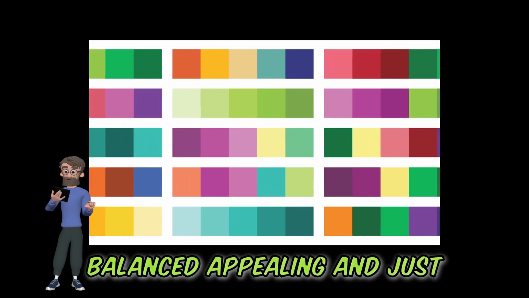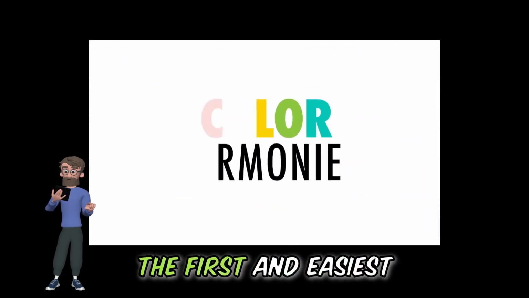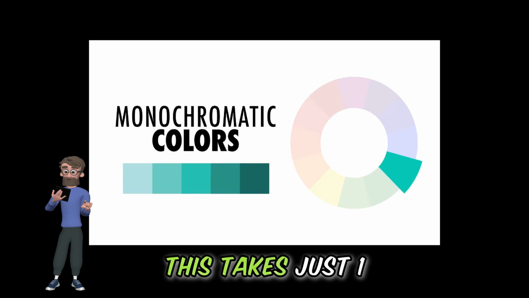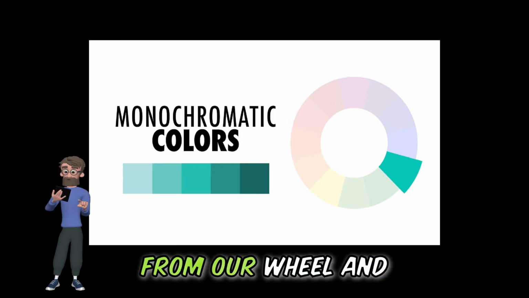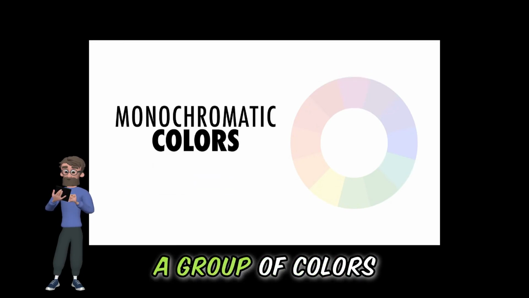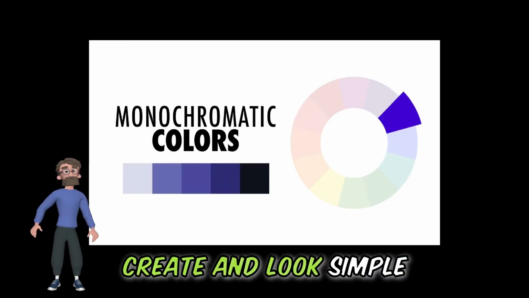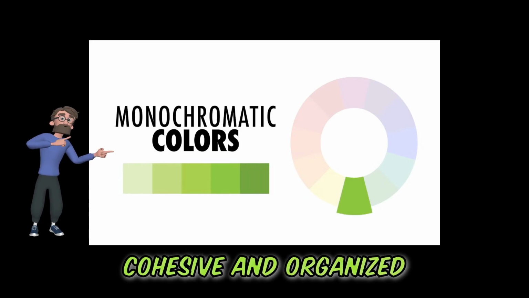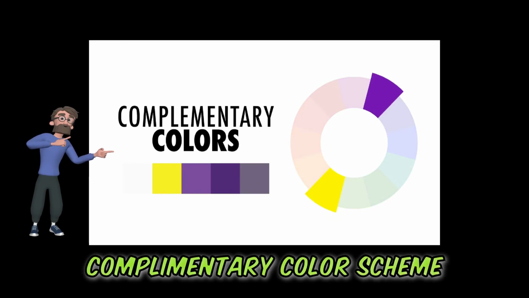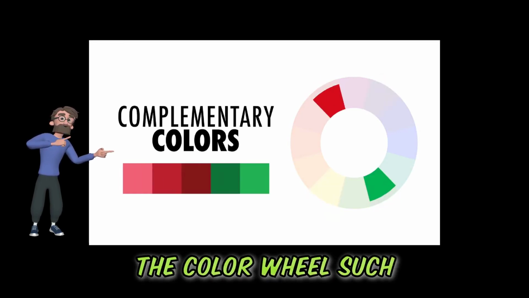The first and easiest is a monochromatic colour harmony. This takes just one base colour or hue from our wheel and uses different shades, tones, or tints to create a group of colours. It's one of the easiest colour harmonies to create and looks simple, cohesive, and organised. Next, we have a complementary colour scheme. This takes two colours from opposite sides of the colour wheel, such as red and green, or blue and orange. This type of colour scheme is great for creating strong contrast in your image.